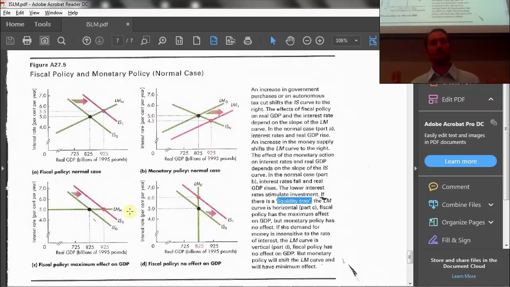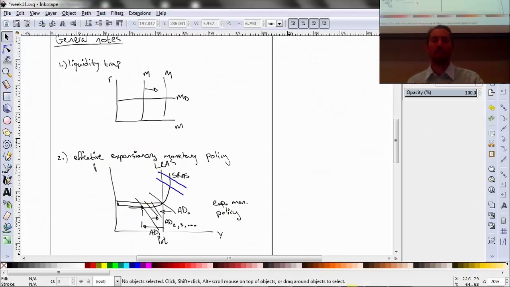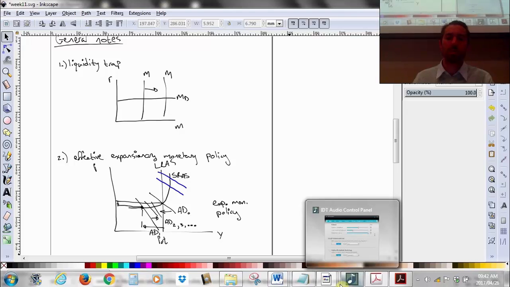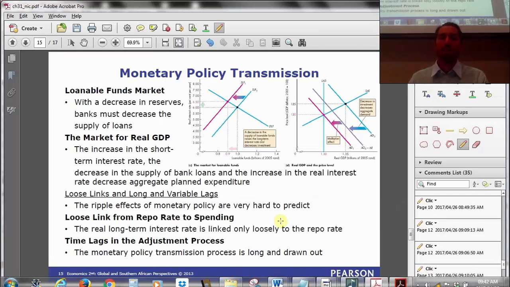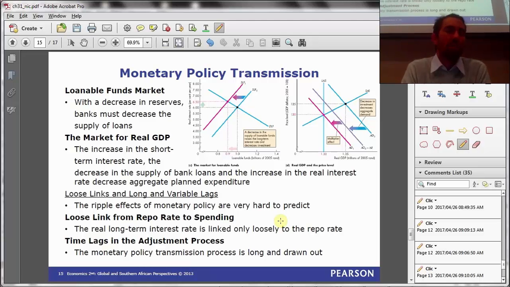So there are arguments for when it's appropriate to use fiscal policy and when it's appropriate to use monetary policy to influence the economy to achieve whatever your ultimate policy goal may or may not be.